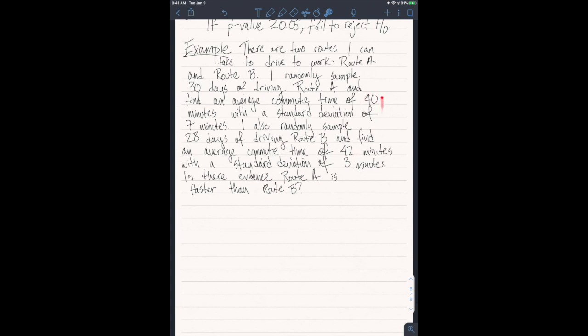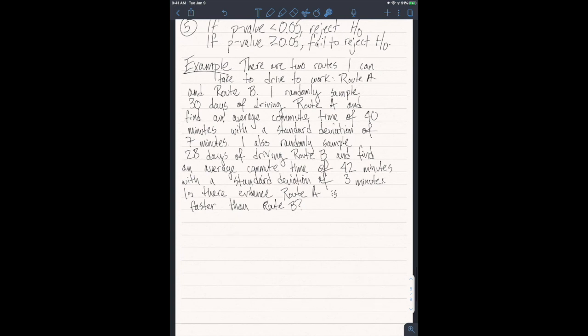So I want to know if there's a big enough difference between these that I actually am just going to go with route A from here on out, since on average it's 2 minutes faster, or if this is just random. They are about the same. Maybe it doesn't really matter which route I take. So that's what we're going to be doing.